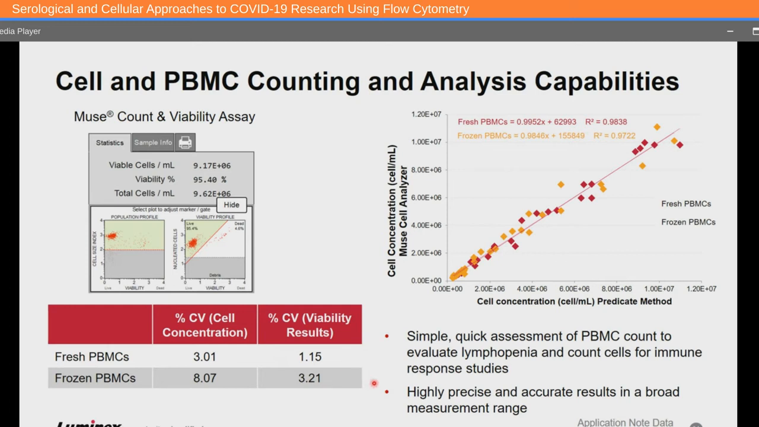And typically what we observed is that you can obtain a percent CV of less than 10% for cell concentration and viability results. And thus this assay can be of great utility in looking at viability or concentrations of cellular samples that might be important, especially if people are preparing the samples for immune response studies or pre-screening the samples and deciding whether it's good to go to the next experiment.